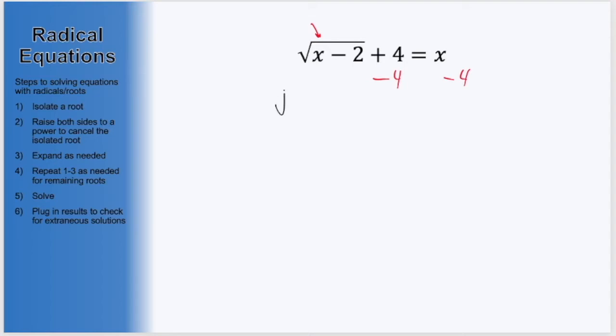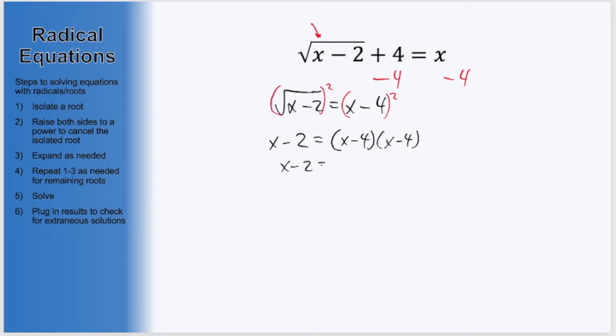That leaves us with the square root of x minus 2 is equal to x minus 4. Now that we have the square root by itself, to get rid of the radical, we'll have to square both sides because that will get rid of a square root. When we square the square root, we're just left with the inside, x minus 2, but now that's going to be equal to x minus 4 squared.